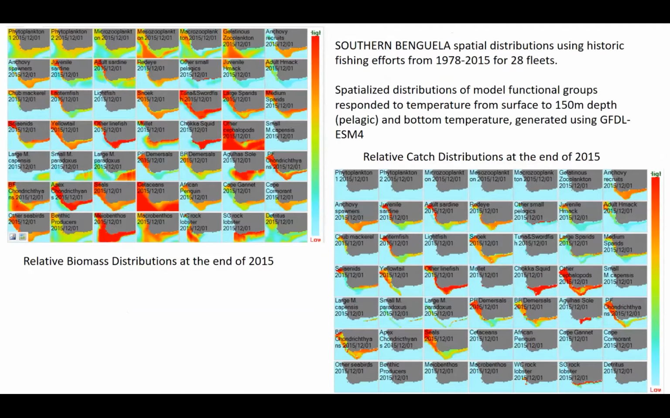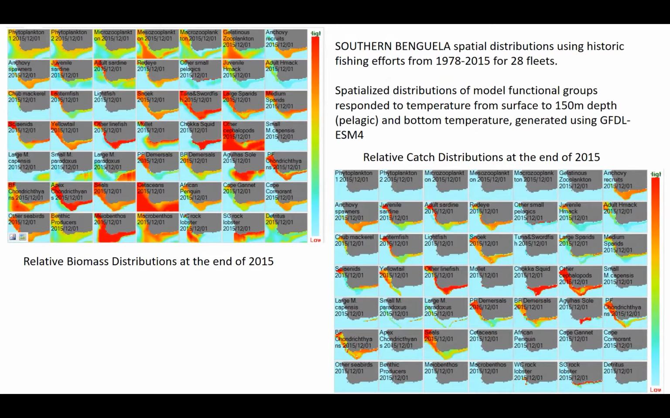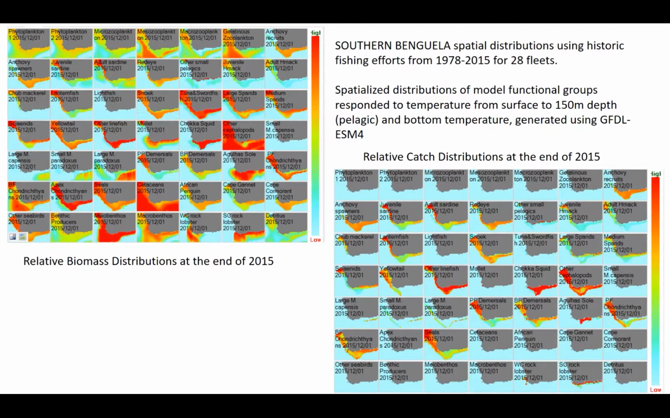So the kinds of output that we obtain from our Ecospace models look something like this, where we have the relative biomass on the left and relative catch on the right, distributions of the different functional groups. And this specific snapshot was taken in 2015 because we were modeling using our EcoSim spatial model from 1978 and then using the fishing efforts that we have for the period 78 to 2015 for 28 fleets to drive the model over that period. And we used our temperature from Earth system models, GFDL model, the pelagic or surface temperature and the bottom temperature to drive what is happening in some of our functional groups where we know that the temperature really determines where they are and how well they are doing. So it's a habitat capacity model, and we're using temperature here to look at those changes and responses within the ecosystem, as well as fishing.